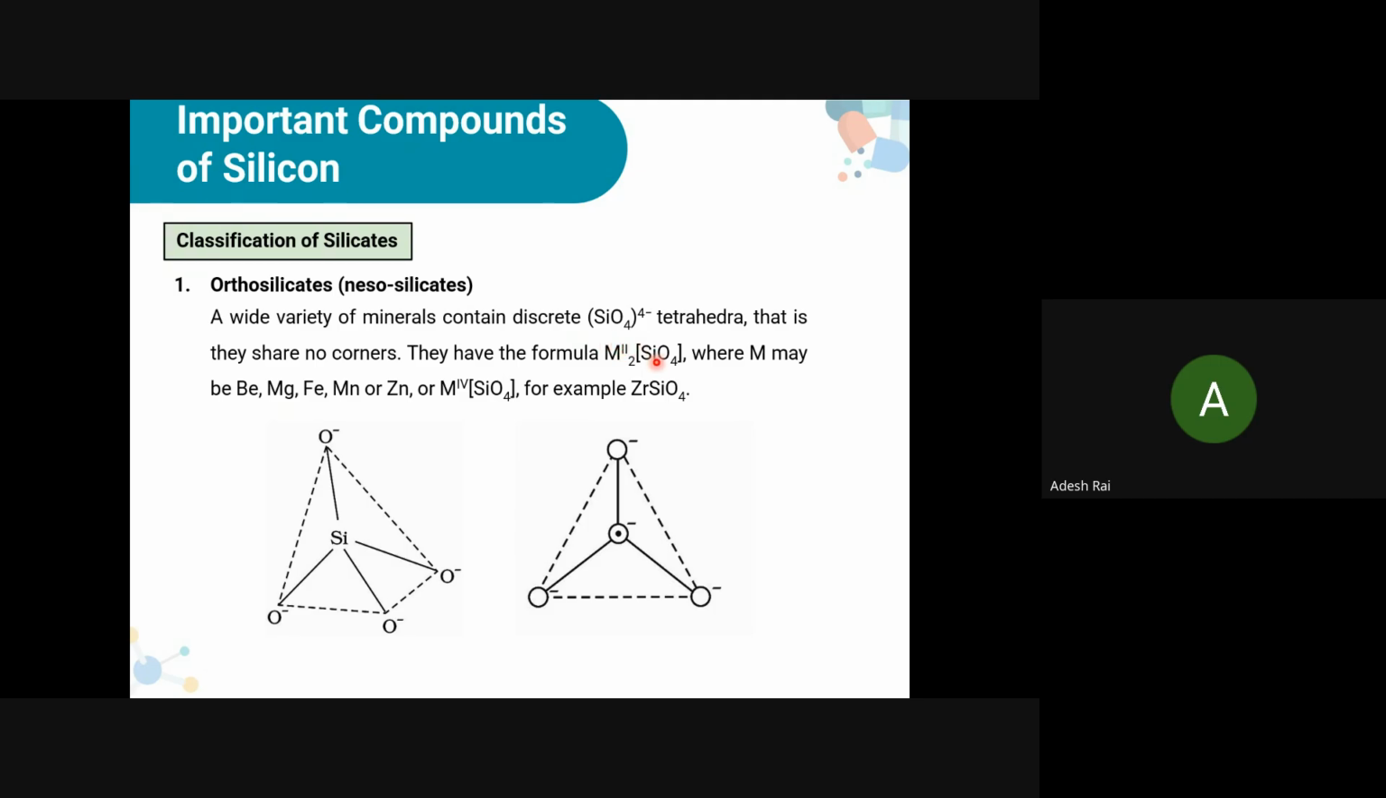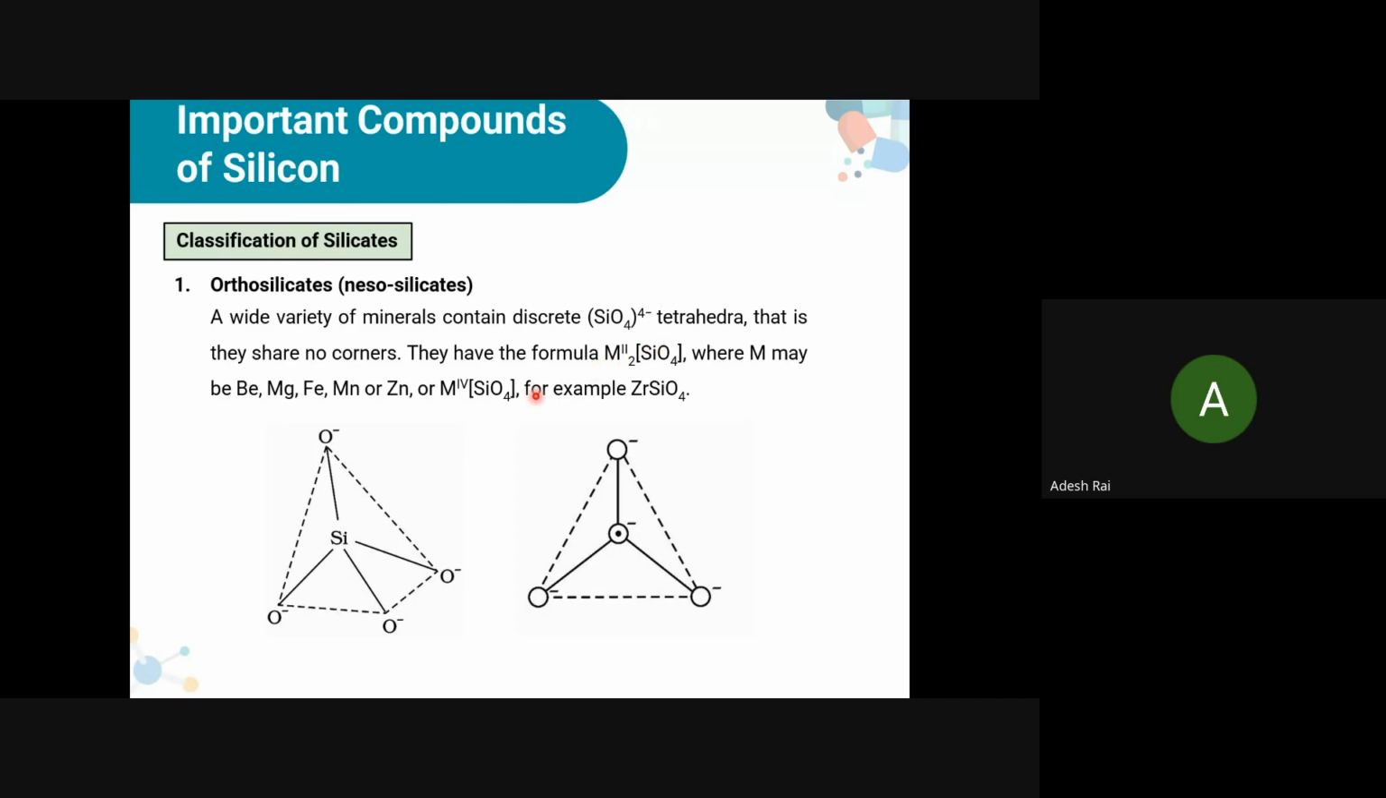Is that clear? And we all know SiO4, what is the overall charge on SiO4? 4 minus. To balance this negative charge, the total positive charge required will be how much? Plus 4, no? Then only the compound will become neutral. The charge on silicate is minus 4. To balance out this charge, the positive charge also should be plus 4. Therefore, we have taken two metals which have plus 2 charge. So 2 into plus 2 will be plus 4 charge, and plus 4 will balance minus 4 charge.